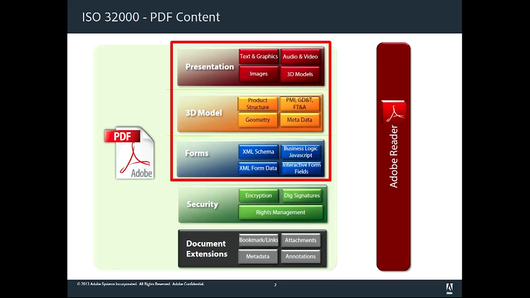So the first thing you can see here is the content of a PDF file, a PDF of the ISO 32000 standard, PDF 1.7. And there you can see the first three rows. That's what I'm talking about today.